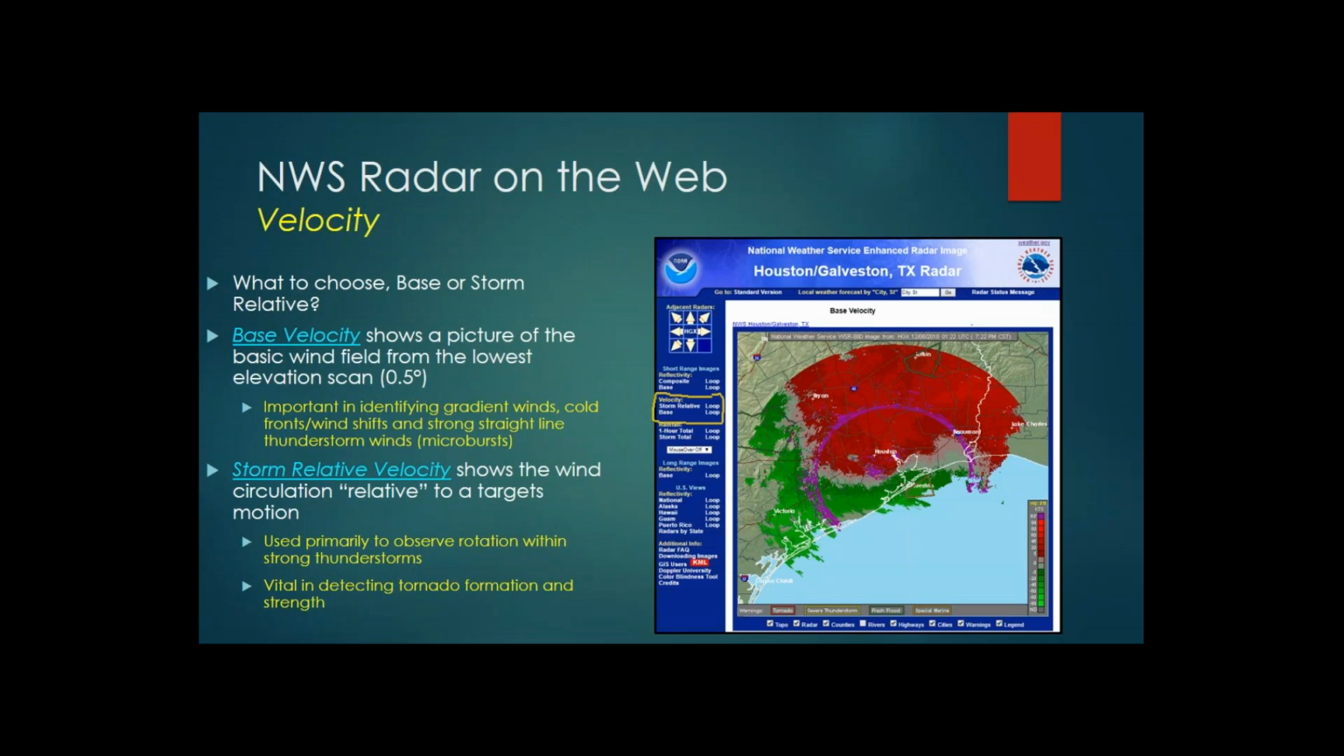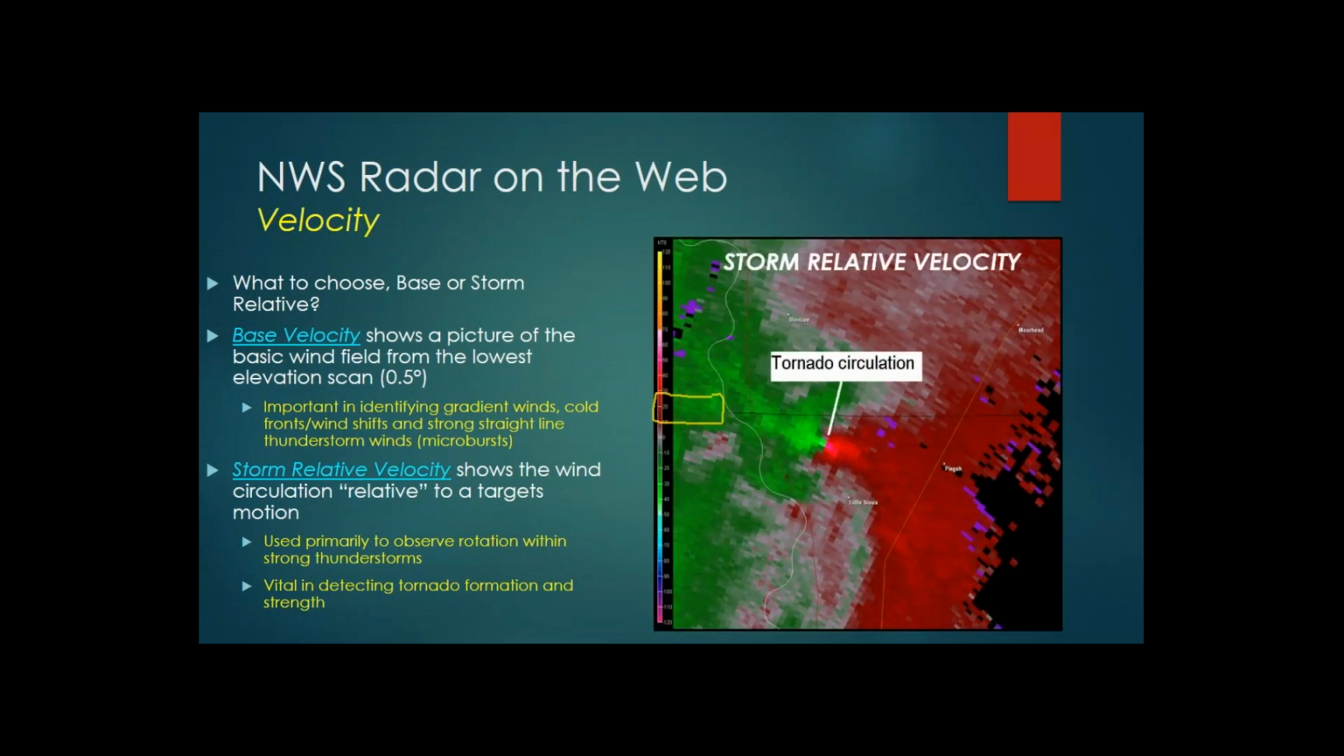Storm relative velocity is also shown at just a half-degree base angle, which I don't show you there, but it shows the wind relative to the target's motion, and that's an important distinction. So when something is moving, you have a background wind field, but the storm is moving, that background wind field may look different, okay? So I'm just going to draw this on the map here. Let me advance to the next slide, which I'll show you a storm relative velocity, a tornado circulation here. Let me clear my drawings off.